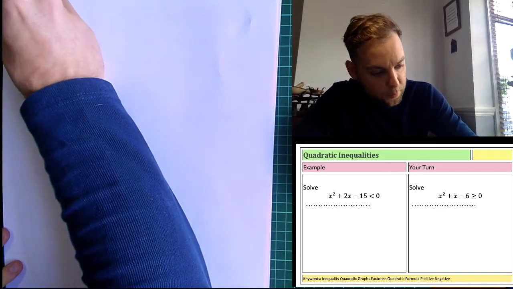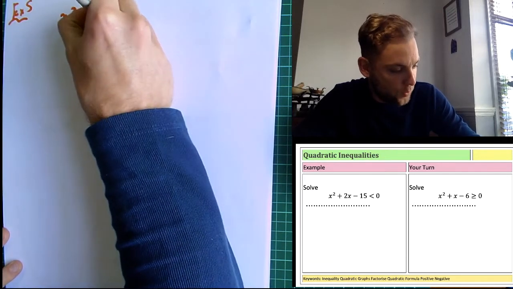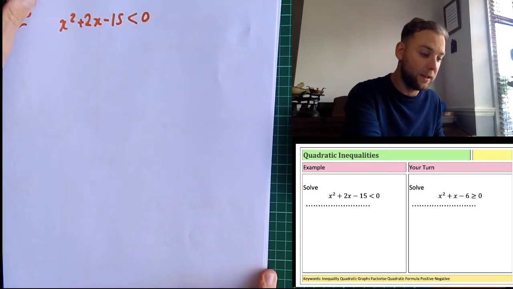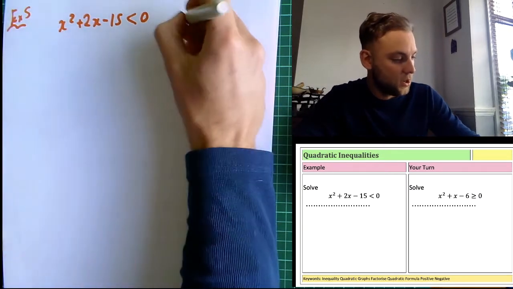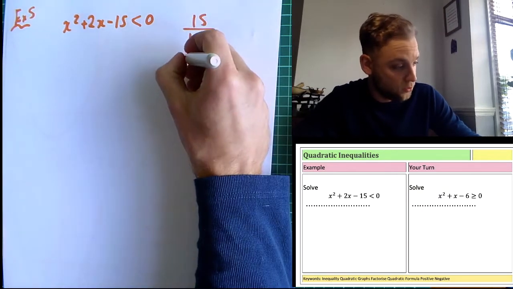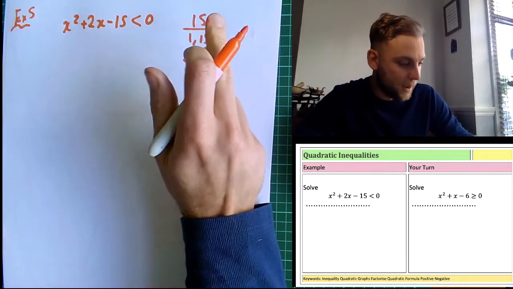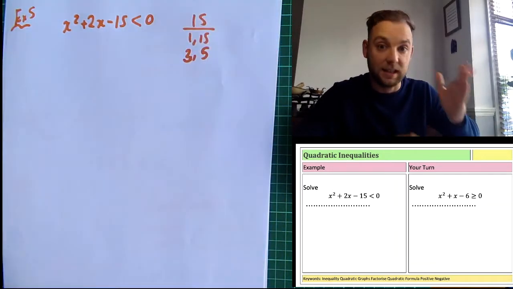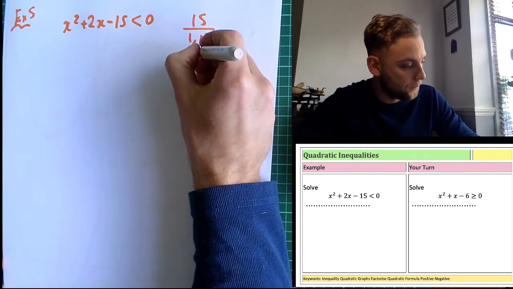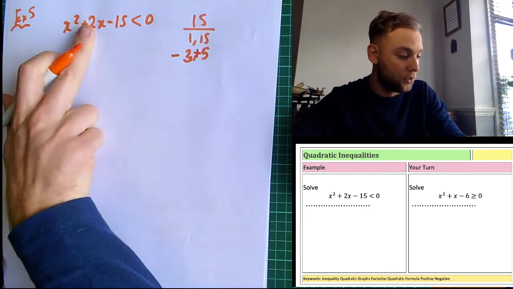So this is example 5. So x squared plus 2x minus 15 is less than 0. So the first thing that we need to do is to factorize this. So what are the factors of 15? 1 and 15, 2 doesn't go, sorry, 3 and 5, good. 4 doesn't go, but then I'm back to 5, and because it's negative 15, it means these need to be different. So it's going to be minus 3 and positive 5 to make the 2.